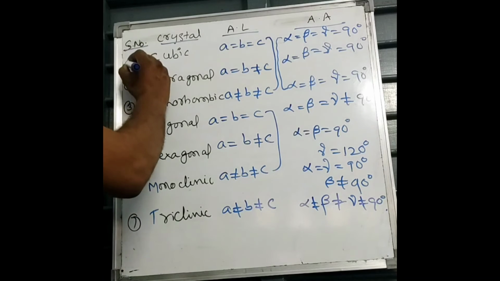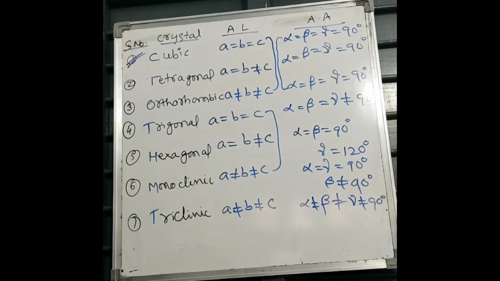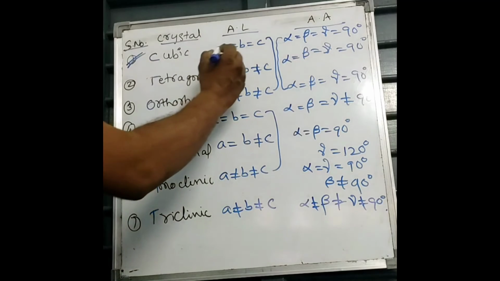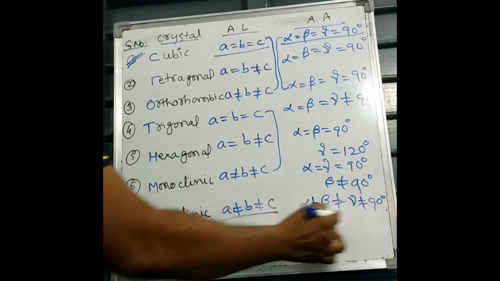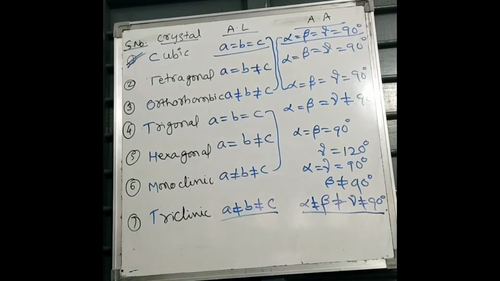Okay, see here, cubic crystal is highly symmetric, all are equal. The triclinic is highly unsymmetric, all are not equal. So this is the trick, students. If you practice this trick again and again, it is easy to remember, and you can easily answer questions related to crystal systems in your competitive examinations.